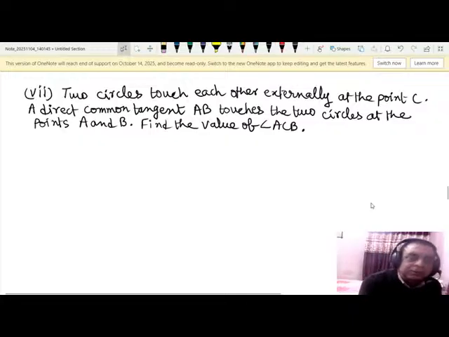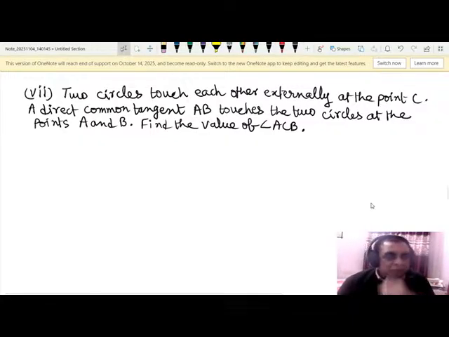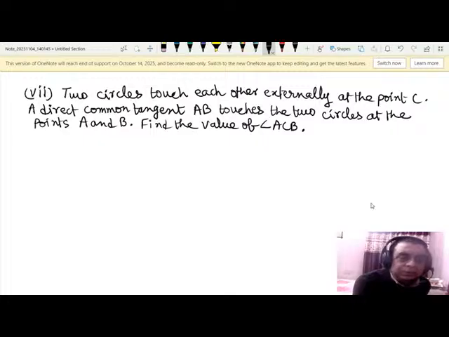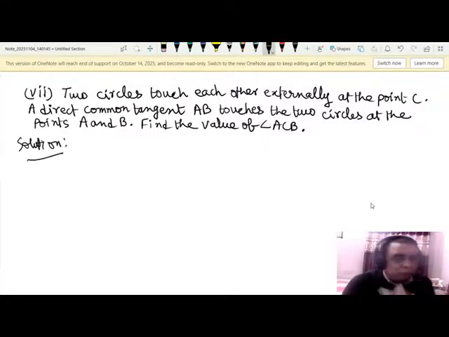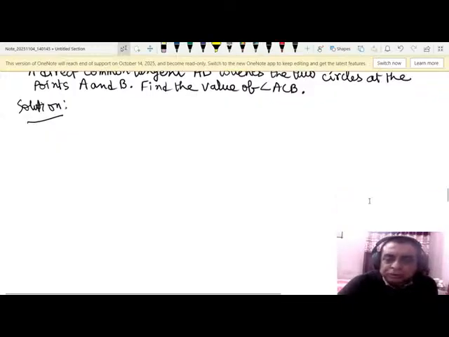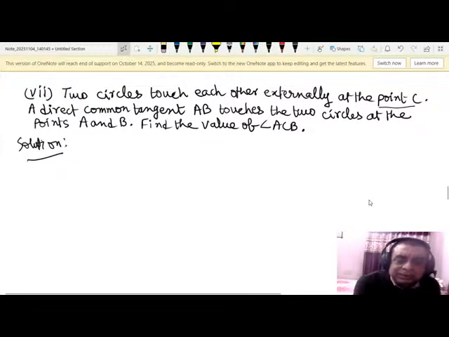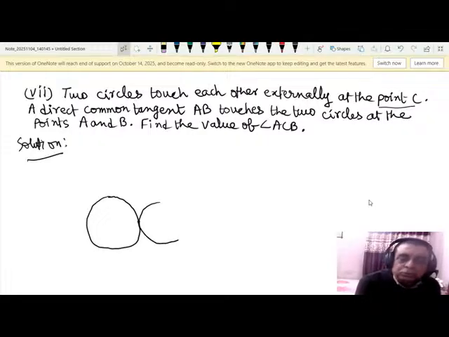Part 7, sorry. So what is the sum saying here? The question is saying that two circles touch each other externally at the point C. So we are first drawing two circles. They are touching one another externally. So let us draw two circles. These two circles are touching externally.